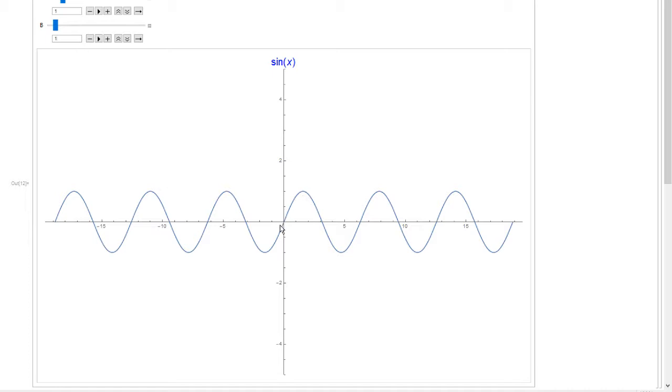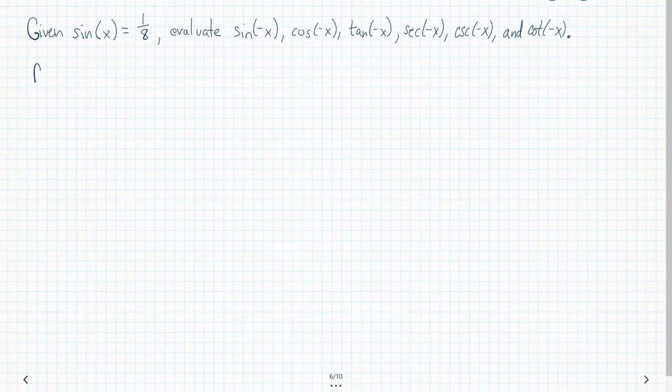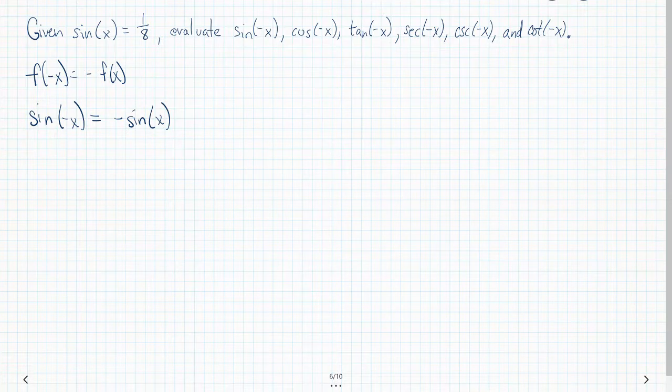What does it mean to be an odd function? Well, a function is odd if f of negative x equals negative f of x. Okay, so it kind of looks like you're being able to move that on through, but not necessarily. So in this case, we have sine of negative x. Since it's an odd function, that means we have negative sine of x. Okay, and what's sine of x? Well, sine of x is just 1/8. So that's negative 1/8. And so that's our first answer. Okay?